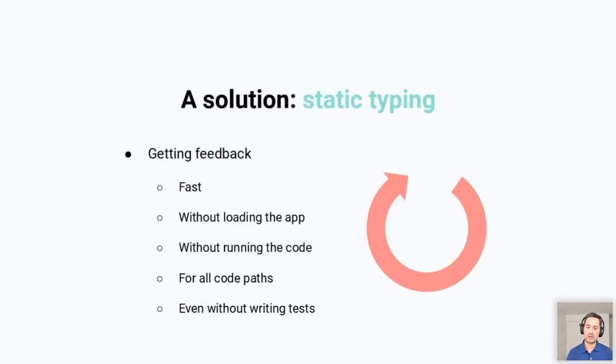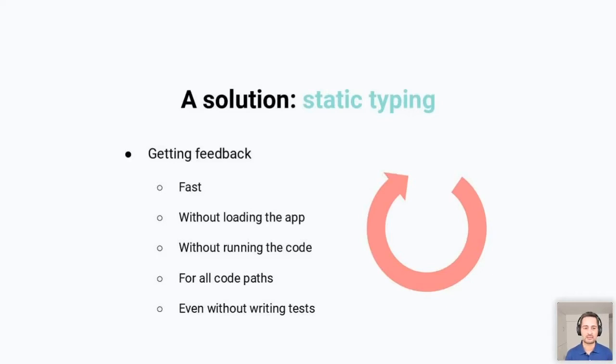One solution that we can use to remedy all of this is static typing. We already use static analysis in Ruby. If you ever use Rubocop, for example, you're already using static analysis, right? And we thought we could look into using static typing as well to get faster feedback.